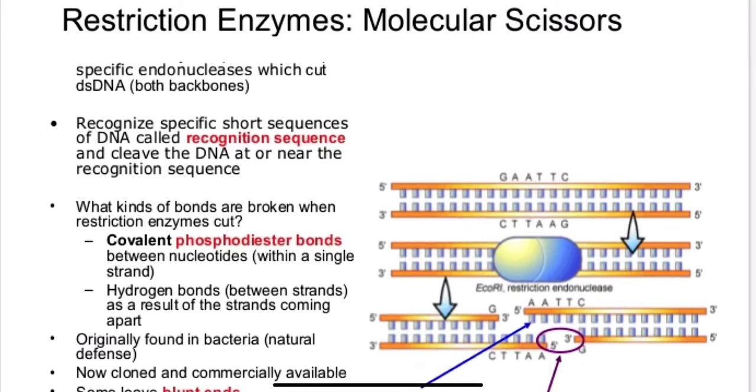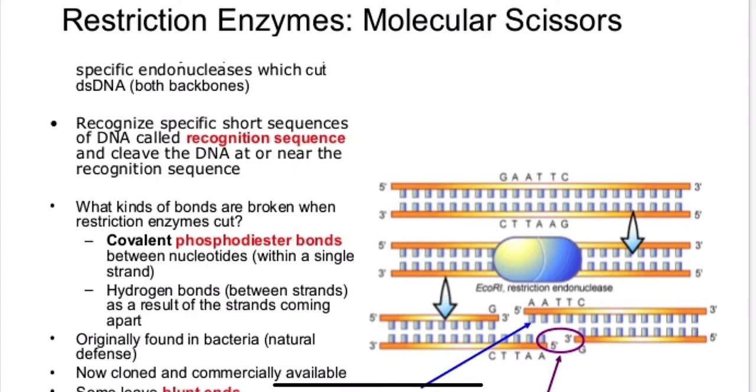In this video, I'm going to discuss restriction enzymes, and these are types of molecular scissors in our cells. A restriction enzyme is a specific endonuclease that can cut double-stranded DNA. In other words, it can cut both backbones of the DNA. They do this by recognizing short sequences of DNA called recognition sequences, and then they'll cleave the DNA at or near that recognition sequence.